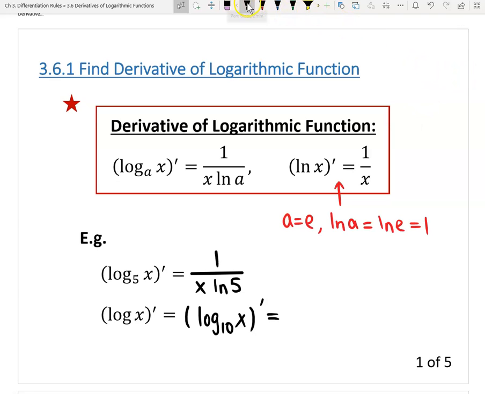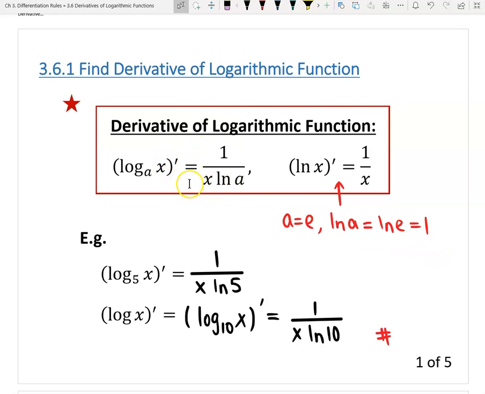Okay, so we are going to write the answer directly. So what do we have? We have 1 over x times ln 10, because a equals 10. You can see it's super easy to get. These are the first 2 simple examples. Okay, now we will move on to prove the first general formula.